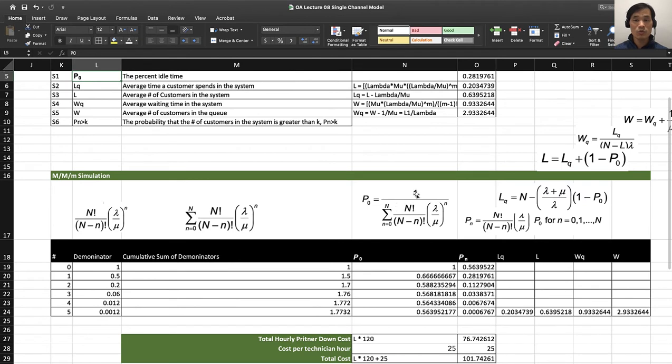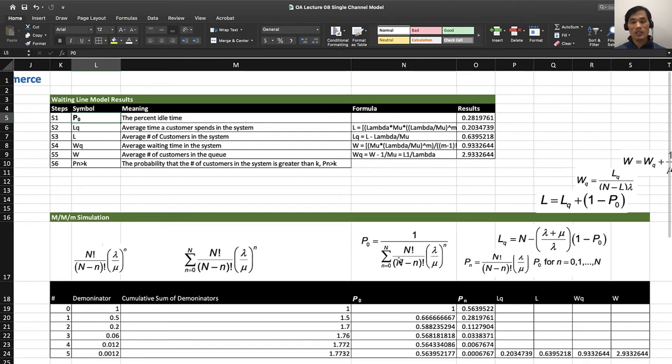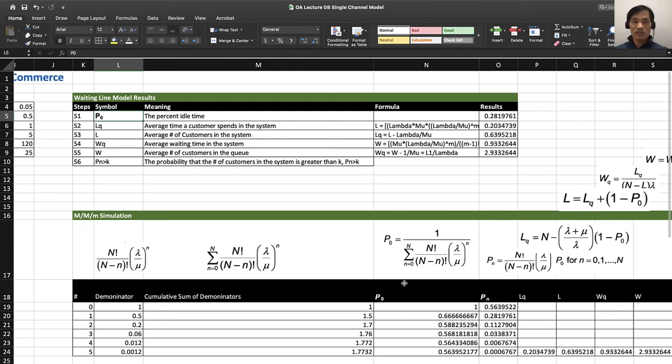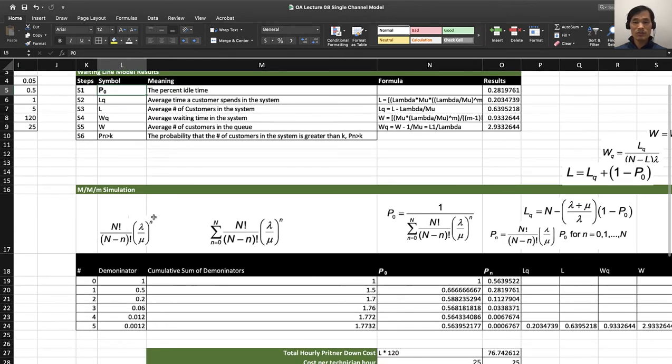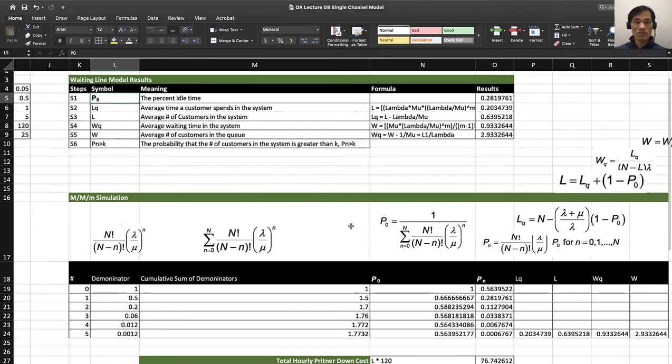P0 has a quite complicated formula: P0 equals 1 over the sum from n equals 0 to N of N factorial over (N minus n) factorial, times (lambda over mu) to the power of n, and that has to be calculated. The approach I have taken again is to break them down. First I calculate N factorial over (N minus n) factorial, then sum them up, and then take 1 over that summed value to calculate P0. That's the strategy I want to use again.